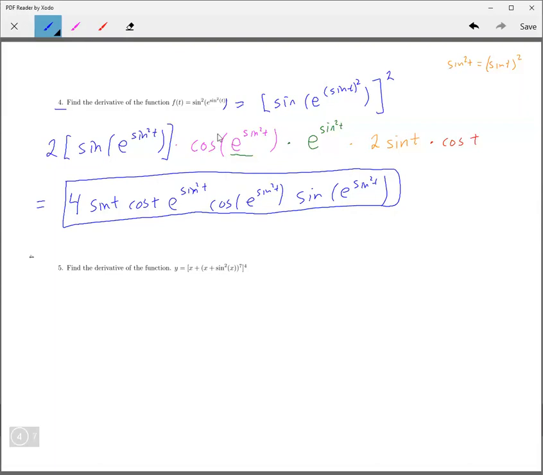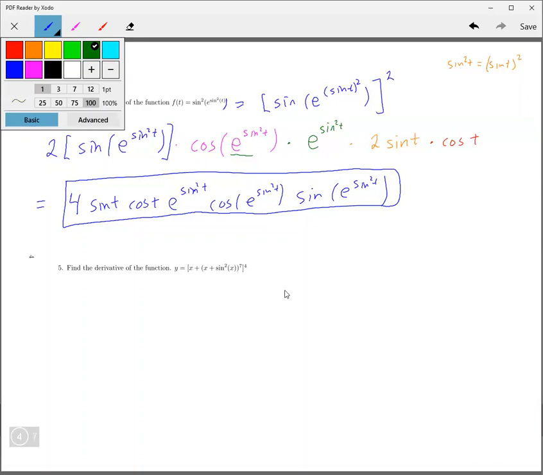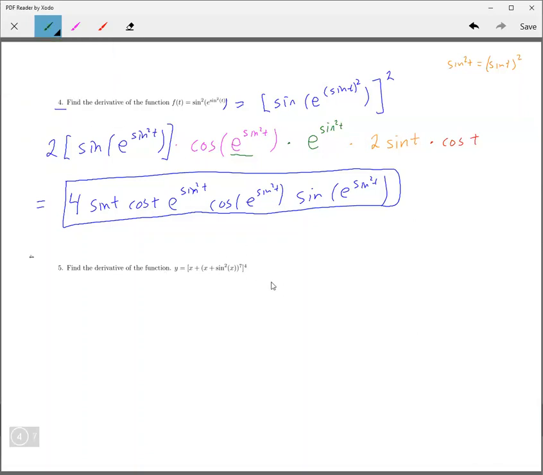Okay, so that was quite painful, but not quite as painful as this next exercise, number 5. And again, like I said, if you have any questions, just let me know. So I'm going to go ahead and rewrite this, because the square on the sine is better if you put it right there.